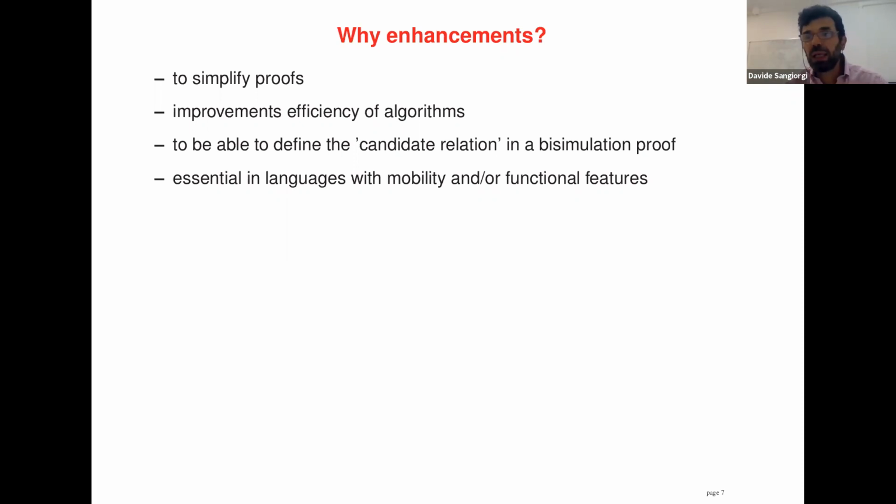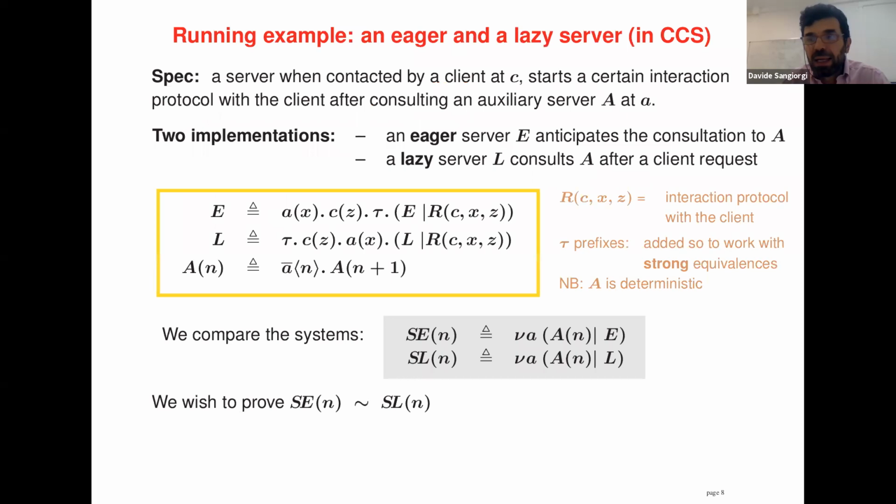Enhancements are particularly important in languages with, say, mobility and higher-order features. So features like those we have in the pi-calculus and the lambda-calculus. And in these languages, I would say that when you do a bisimulation proof, any non-trivial proof, you normally use some kind of enhancement.